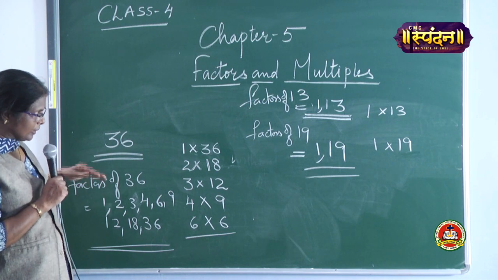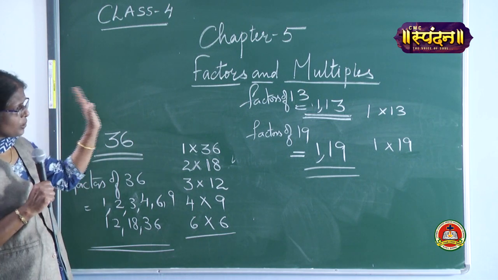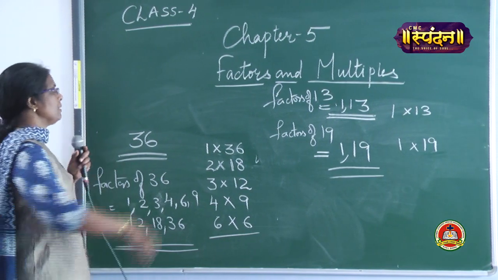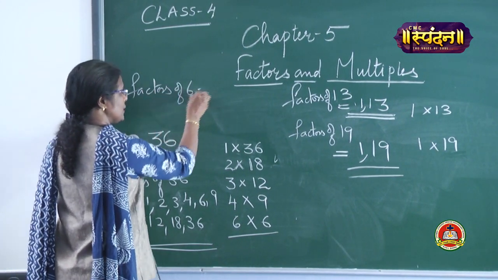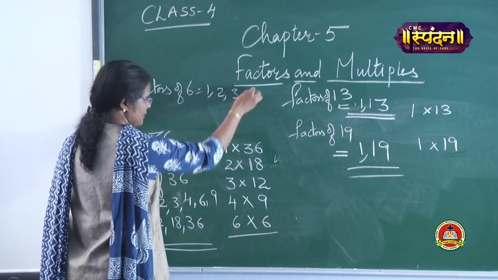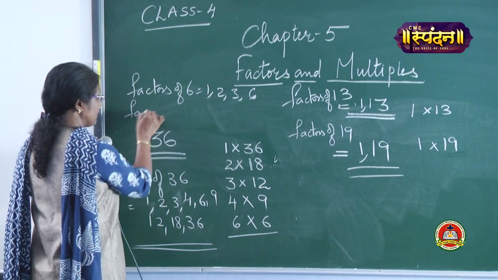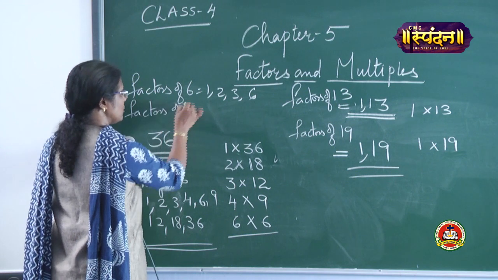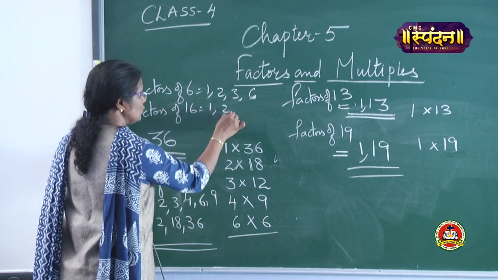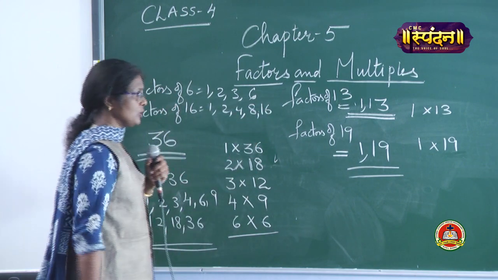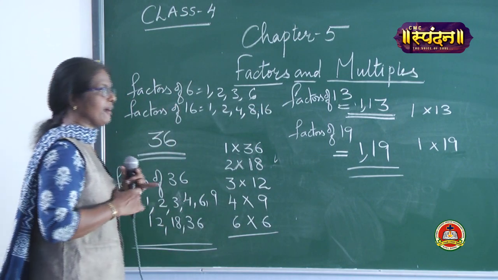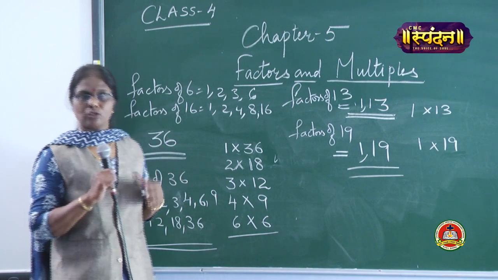So we have seen here, in all these cases, whatever numbers we have done, I will write here the factors of 6 also, which we have done earlier. Factors of 6 were 1, 2, 3 and 6. We have found the factors of 16 also. That also I will write: 1, 2, 4, 8 and 16 we have found. So going through this, we can see some facts of factors.